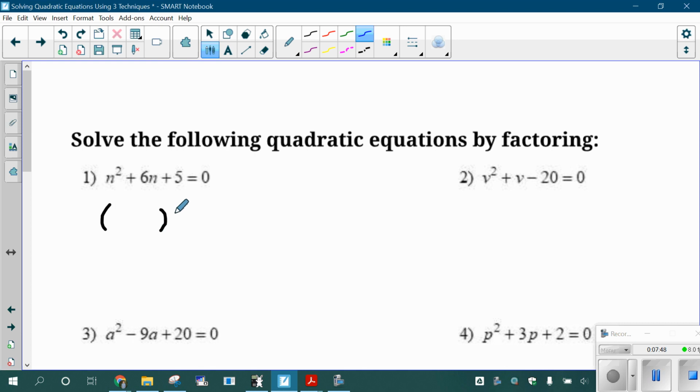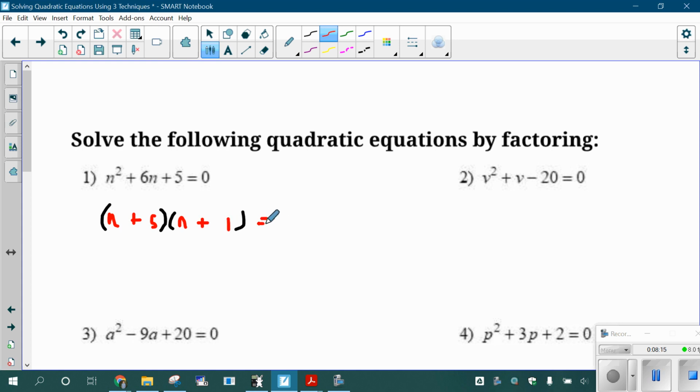I hope this is coming back from Algebra 1 and Algebra 2. We're going to put an n and an n there. And we're looking for 2 numbers to put here and here that multiply to 5 and add to 6. What are some things that multiply to 5? 5 and 1 multiply to 5. Do they add to 6? Yep. So I do n plus 5 and n plus 1.